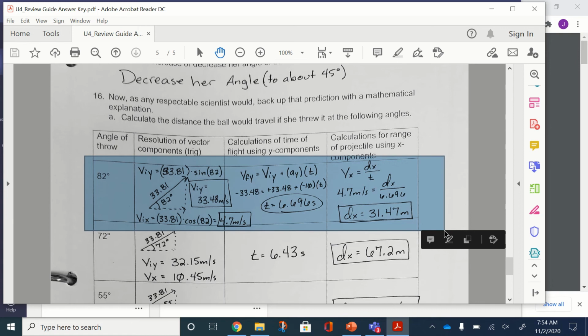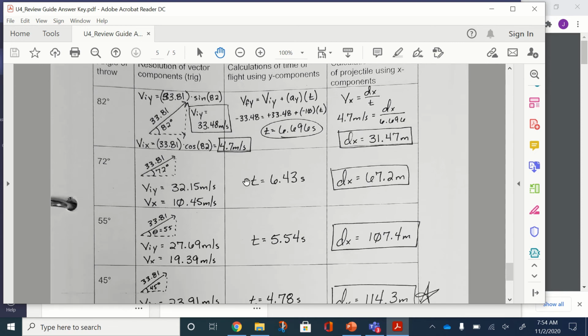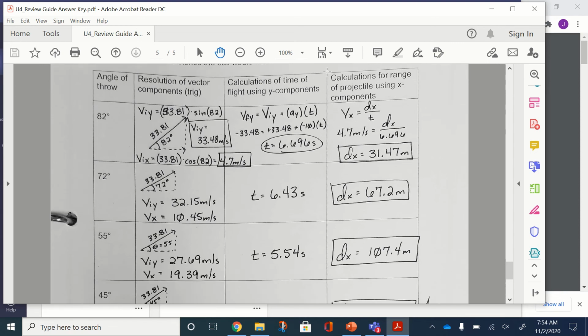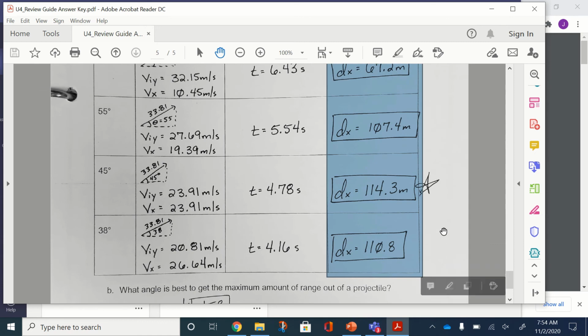Step number 1, I resolved my vector. It was hypotenuse multiplied by the sine of the angle to get the y direction, and then hypotenuse multiplied by the cosine of the angle to get the x direction. I used the y direction to figure out how long it was in the air for, and then I used the x direction to figure out how far it can go in that amount of time. I repeated the same steps in every single one of them down below, but I changed the angle. And the point of this, a lot like the gizmo, was literally just to see which angle would provide you with the greatest range, the greatest horizontal distance that this object had traveled.